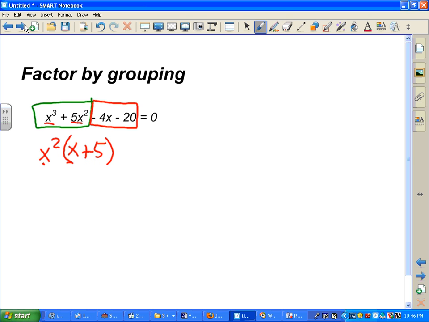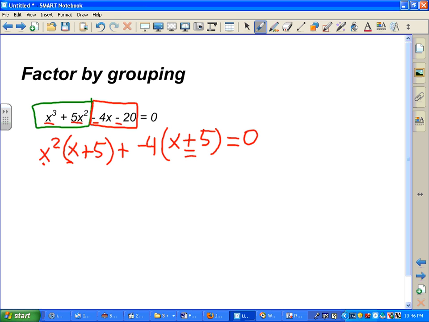Now I'm going to look and see what I can factor out of the red piece. Well, I can factor out a negative 4. I can see that, and that leaves me with x plus 5. Now, why is it plus 5 here? Because I got a negative here and a negative here. I factored out a negative 4. So if I multiply negative 4 back in by 5, I get negative 20. Okay? And this equals 0.